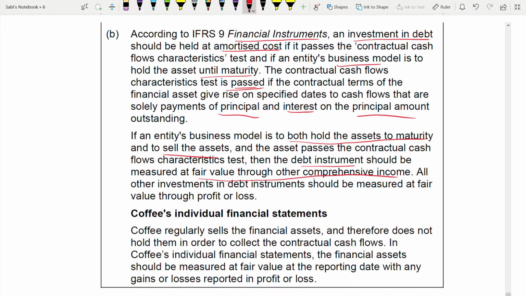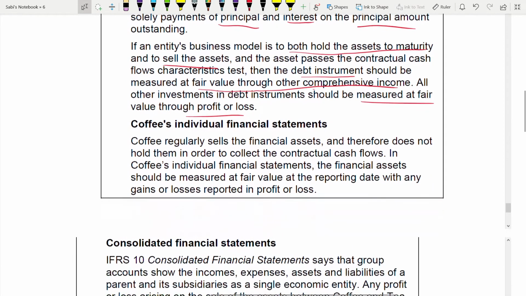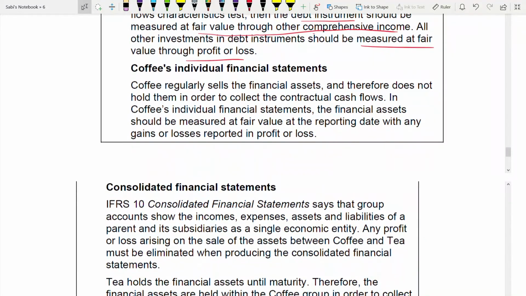Other than this, all the other investments in debt instruments should be measured at fair value through profit and loss. I told you the three measurements: amortized cost, fair value through profit and loss, and fair value through other comprehensive income. Now we are coming to this. One is in the individual financial statements, one is in the consolidated financial statements. You have to know the impact in both places. But most of the time, in your question number 1 for 30 marks, what comes is your consolidated financial statements. Very rarely they might give you the individual financial statements also. So you have to be prepared for that as well, because you never know what comes up.